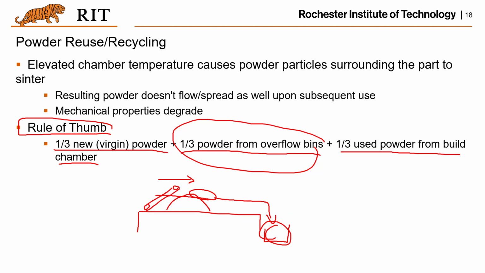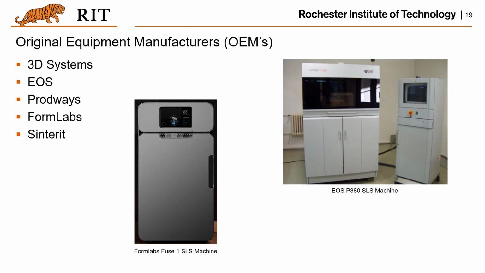Basically, it's not heated up to the elevated temperature like the one on the building platform. So we always include the new powder, the one from the overflow bin, and the one from the build chambers in order to compensate for the degradation of the mechanical property of the recycled powder.